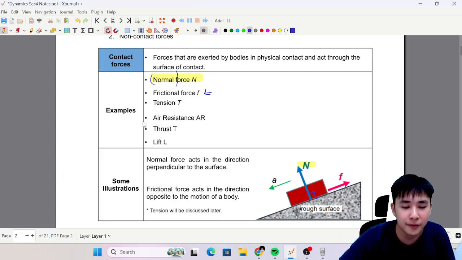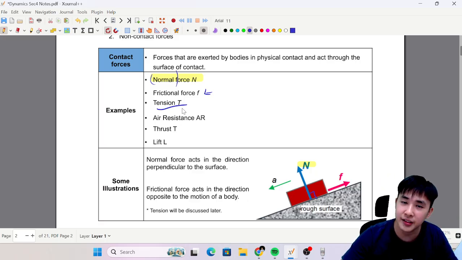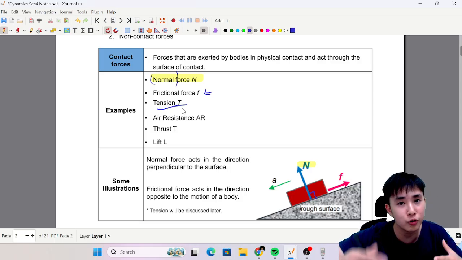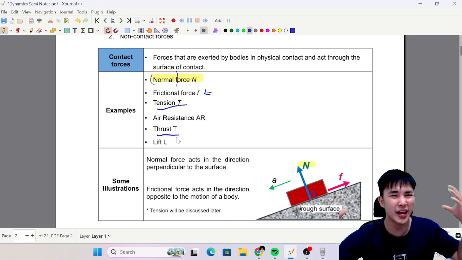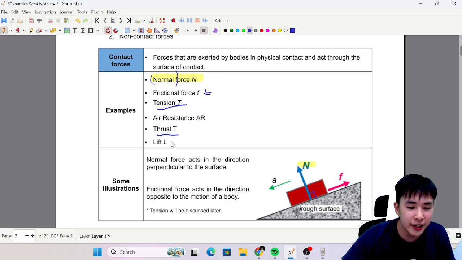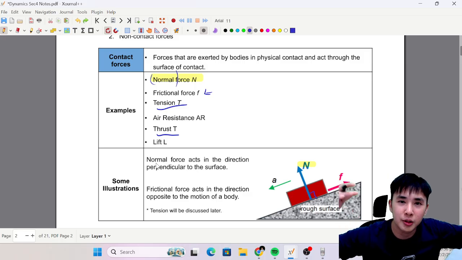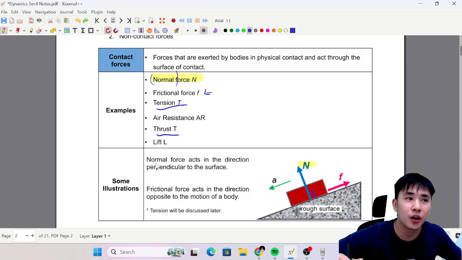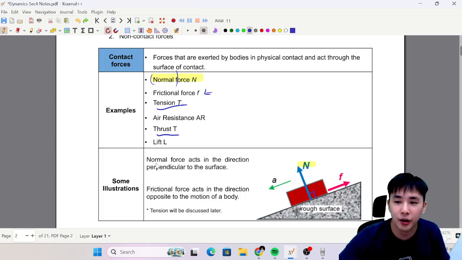You also have tension, which is the force in the string. You have air resistance when you have an object trying to move against air, and you have thrust whenever there's some engine or some motor pushing an object forward. Finally, you have lift. This one you don't have to worry too much. Usually it's for a floating object, like a helicopter or an airplane where there's something pushing it up. Then we call it the lift.